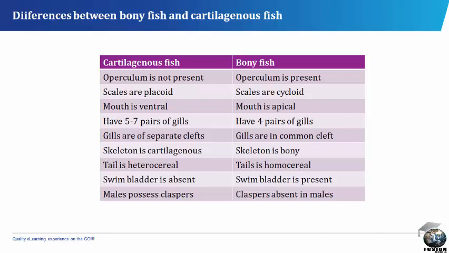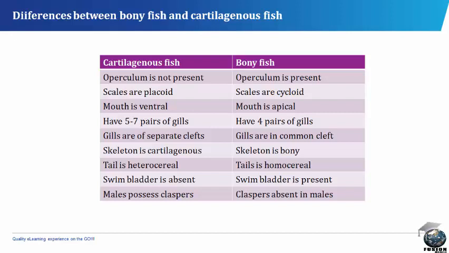For cartilaginous fishes, scales are placoid, and for bony fishes, scales are cycloid. For cartilaginous fishes, mouth is ventral, and for bony fishes, it is apical. For cartilaginous fishes, they have 5 to 7 pairs of gills, and for bony fishes, they have 4 pairs of gills. For cartilaginous fishes, the gills are of separate clefts, but for bony fishes, they are in common clefts.